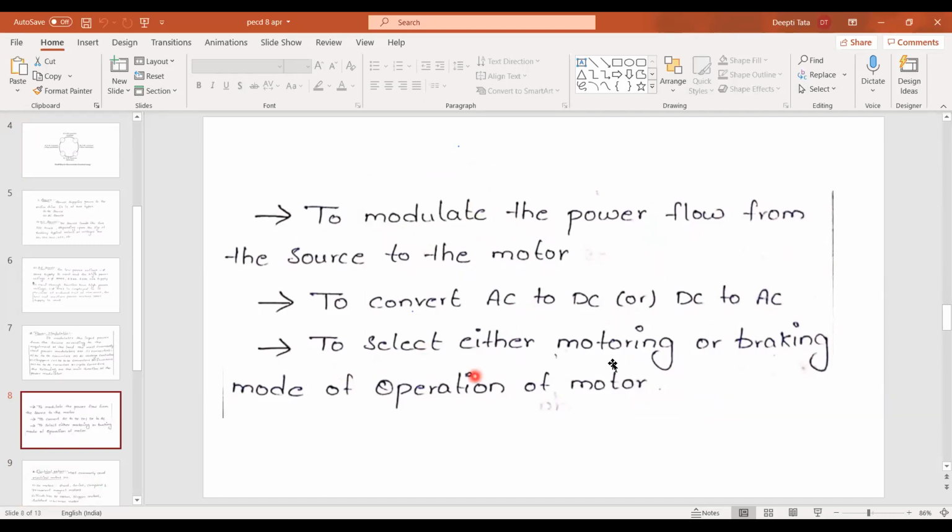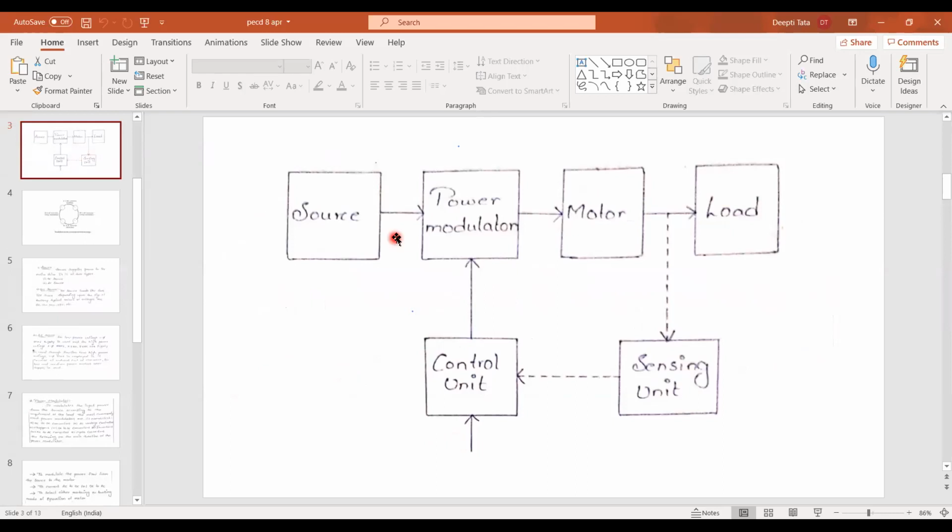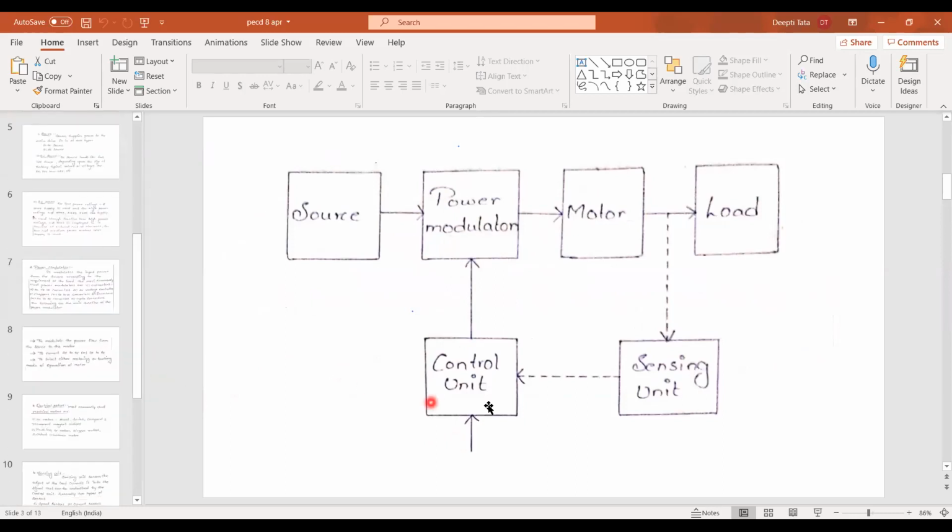And to select either motoring or braking mode of operation of motor. That means simply just wait. In this mode, this modulator just converts the input power to the required power, either AC to DC or DC to AC, depending upon the requirement. And there is another two blocks. One is control unit and last one is the sensing unit.